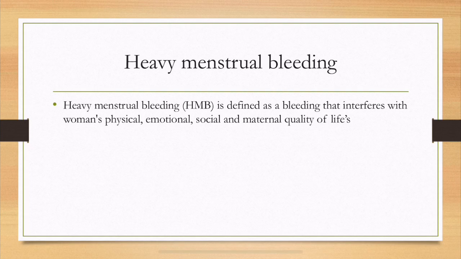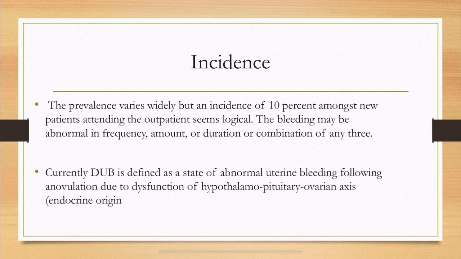Heavy menstrual bleeding is defined as bleeding which will interfere with the woman's physical, emotional, social and material quality of life. When the bleeding interferes with the bodily, mental, social and material quality of life of the woman, this is heavy menstrual bleeding. The prevalence of dysfunctional uterine bleeding varies widely, but an incidence of 10% among the new outpatients seems logical.